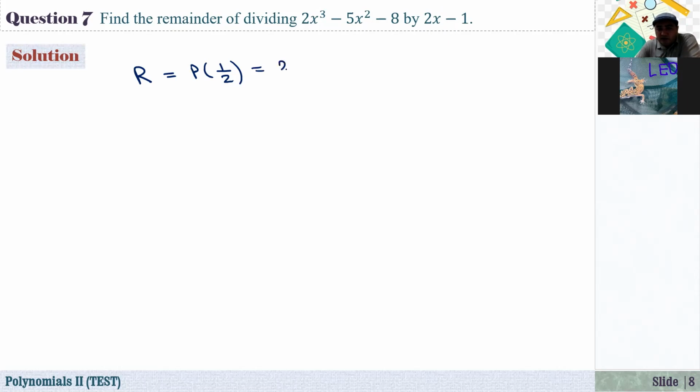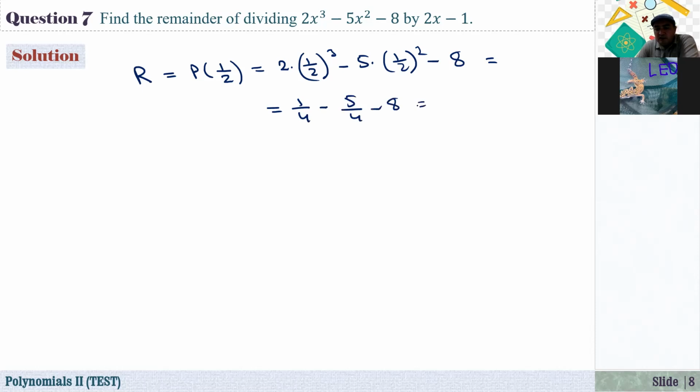So here we have 2 times 1 over 2 cubed minus 5 times 1 over 2 squared minus 8, which is equal to: the first one is 1 over 8 times 2, that is 1 over 4, minus the second one, 5 over 4, minus 8. And 1 minus 5 is negative 4, over 4 is negative 1, and negative 1 minus 8 is equal to negative 9. So the remainder of dividing this polynomial by 2x minus 1 is, what is it? It is negative 9.